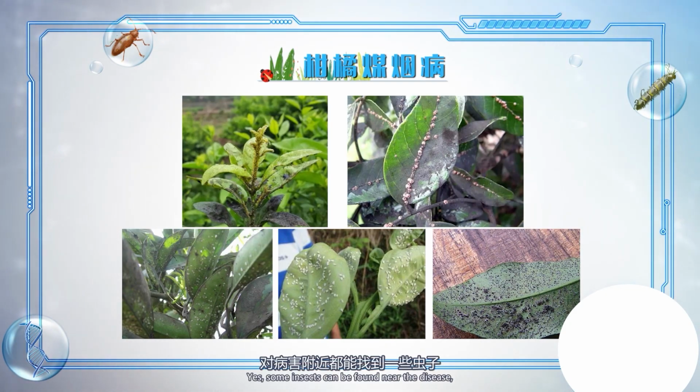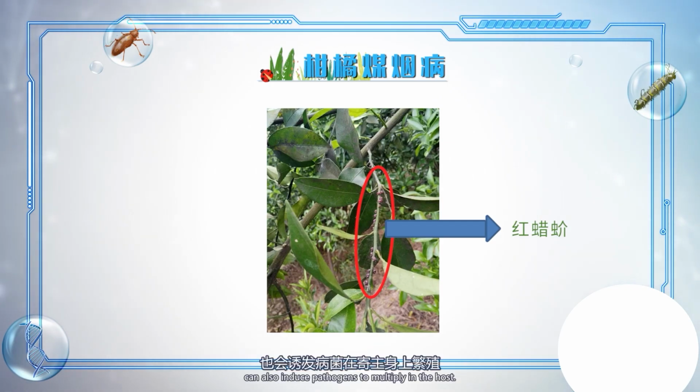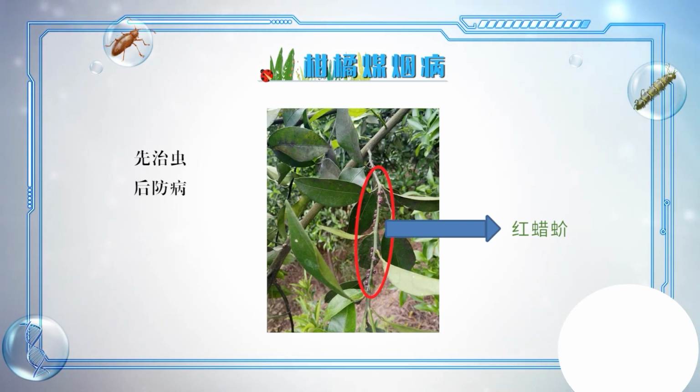Yes, some insects can be found near the disease, such as red wax scale. In fact, we have mentioned before that honeydew secreted by homopteran pests can also induce pathogens to multiply in the host. This is a more important cause of sooty mold. Therefore, the control of citrus sooty mold shall follow the principle of controlling pests before diseases, and combine agricultural control and chemical control to effectively control the harm of sooty mold.